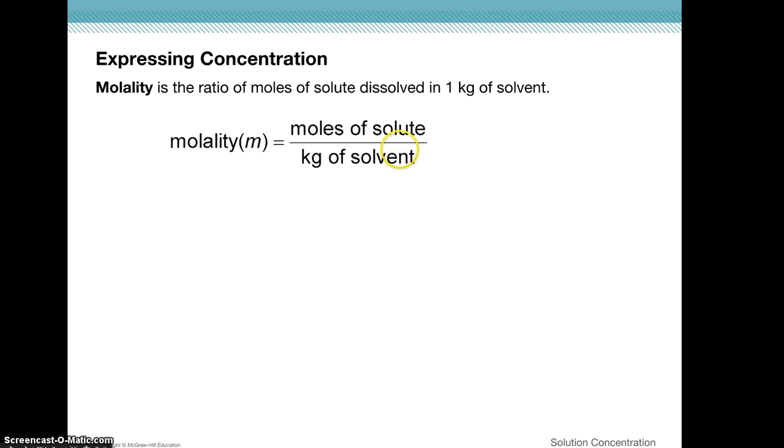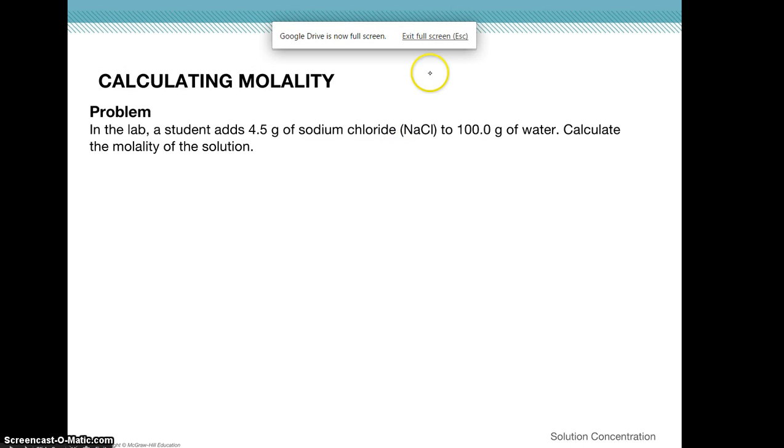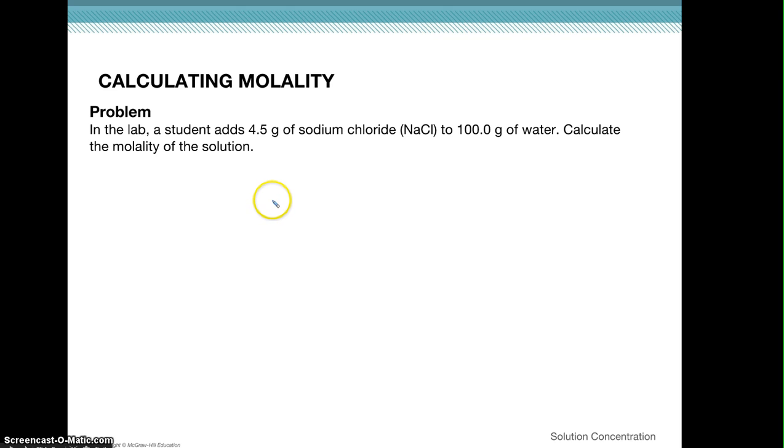So if we look at our example, it says, in the lab, a student adds 4.5 grams of sodium chloride to 100 grams of water. Calculate the molality of the solution. Well, we have grams of both things, and we have to know which is which, the solute and the solvent, to know which way to convert. So our sodium chloride, because we have less of it, is going to be our solute, and the water is going to be the solvent. So that means we have to convert these grams into moles and these grams into kilograms.